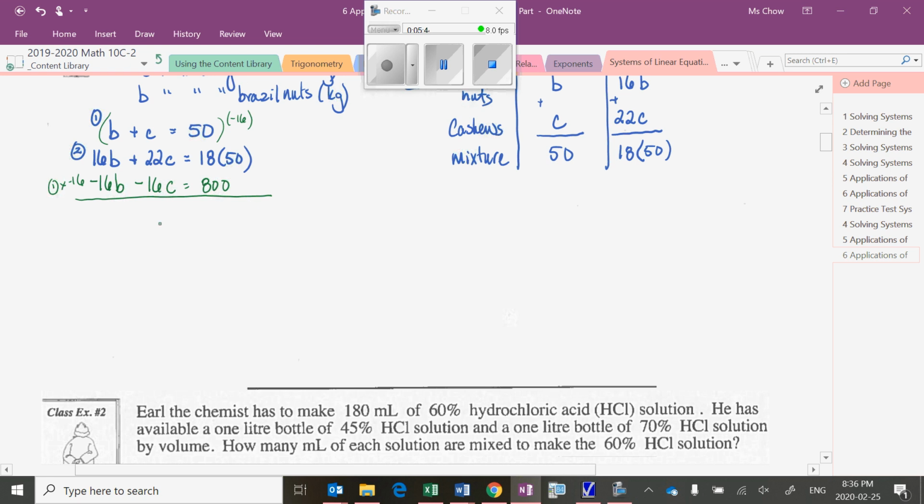So if we add, then I end up with 0 B's and 6 C's is equal to 900 plus 800, which is 1,700. Whoops, nope, sorry, I needed to make that negative. So that's 900, added to negative 800, so that should be 100. Sorry. And then divide by 6 on both sides, and so then C is equal to 50 over 3 if we reduce.